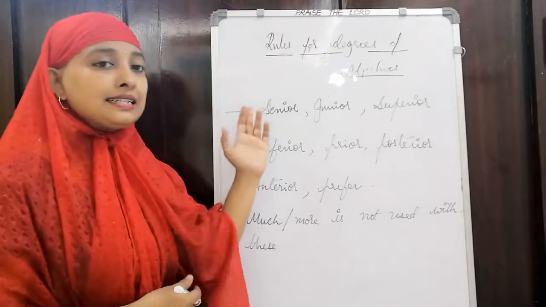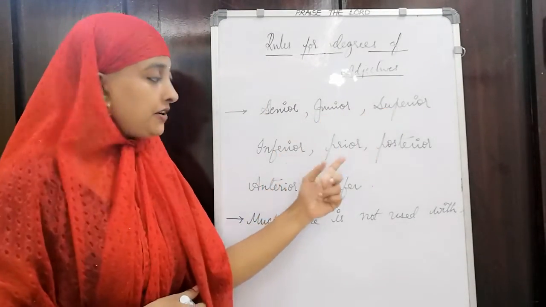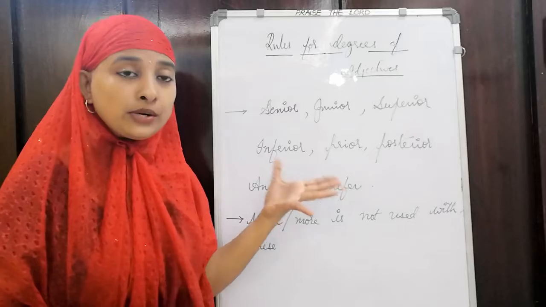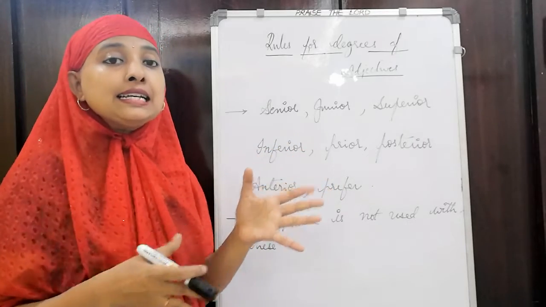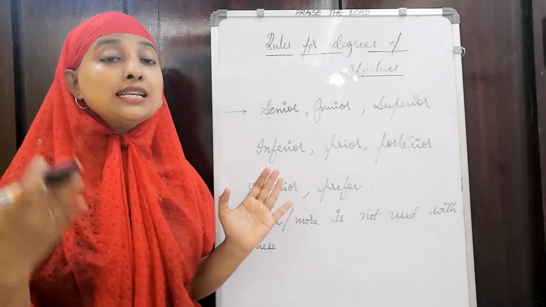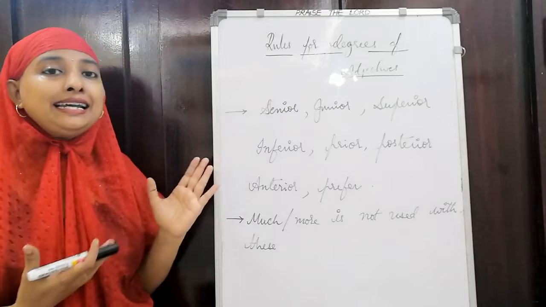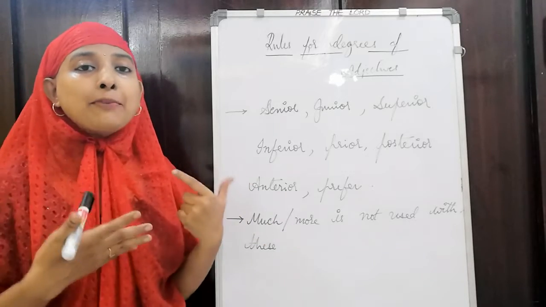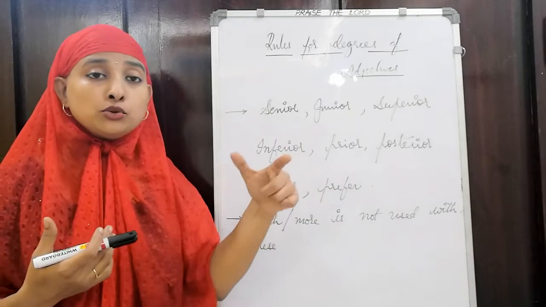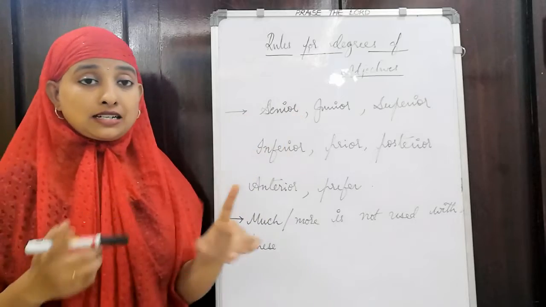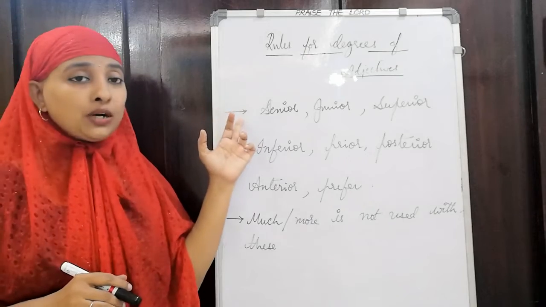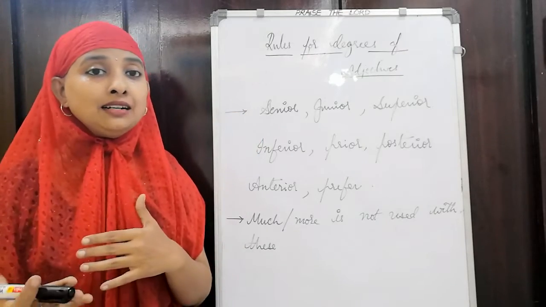The words like senior, junior, superior, inferior, prior, posterior, anterior, prefer. These are some Latin words which we will be using in sentences, and we should not use than along with these words in comparison, but rather we'll be using to. Like the example, he is senior to me, or I prefer coffee to tea. When we are using prefer, it is to, not I prefer coffee than tea. It is not correct. I prefer coffee to tea. Also, along with these words, senior, most senior, you should not use.